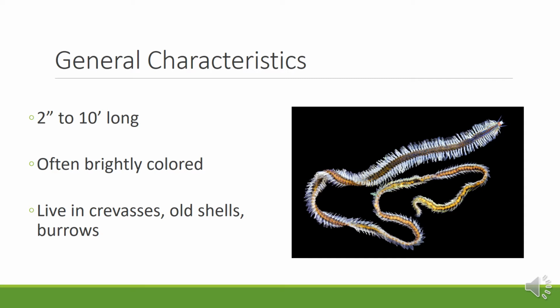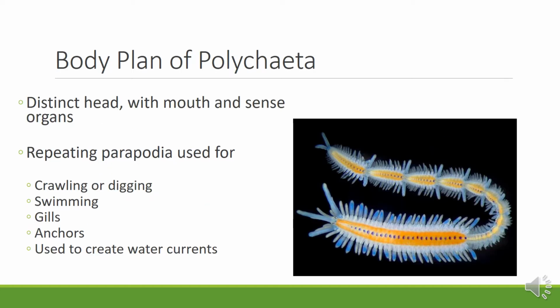General characteristics. They're 2 inches to 10 feet long. They're often very brightly colored, like you can see on the right here. They live in crevices. Sometimes they live in old shells left over from bivalvia, or they live in burrows.